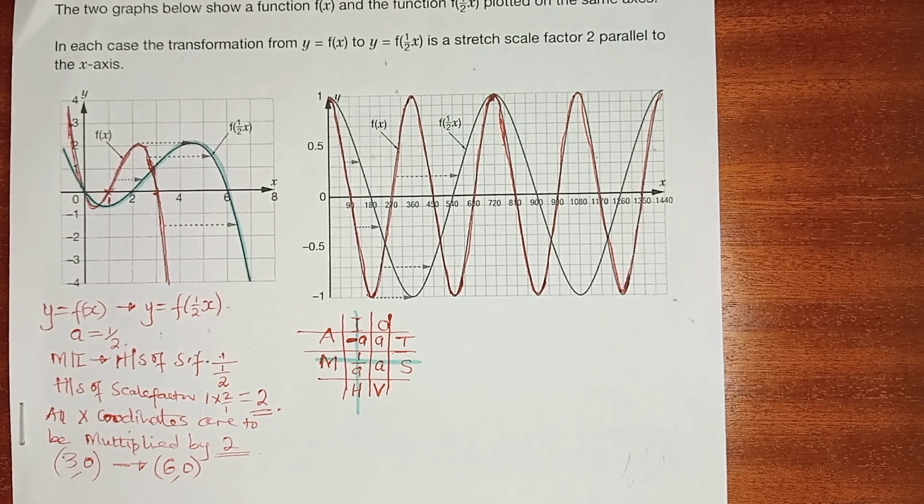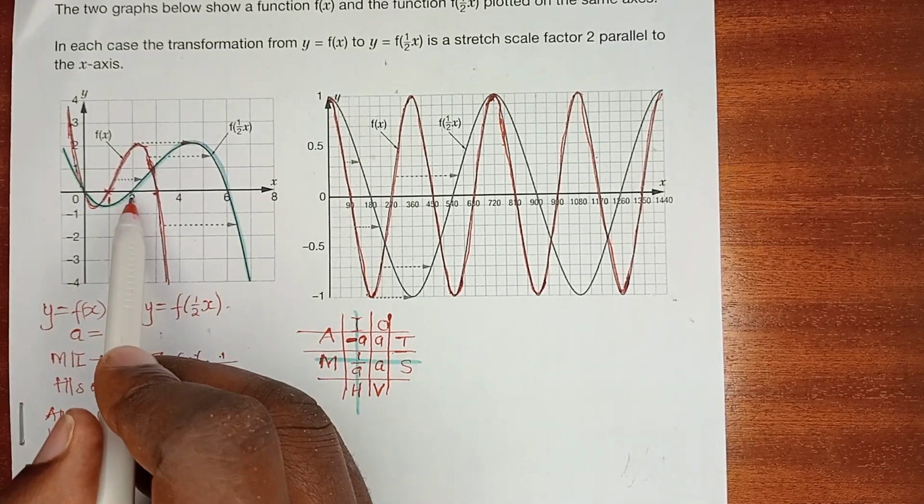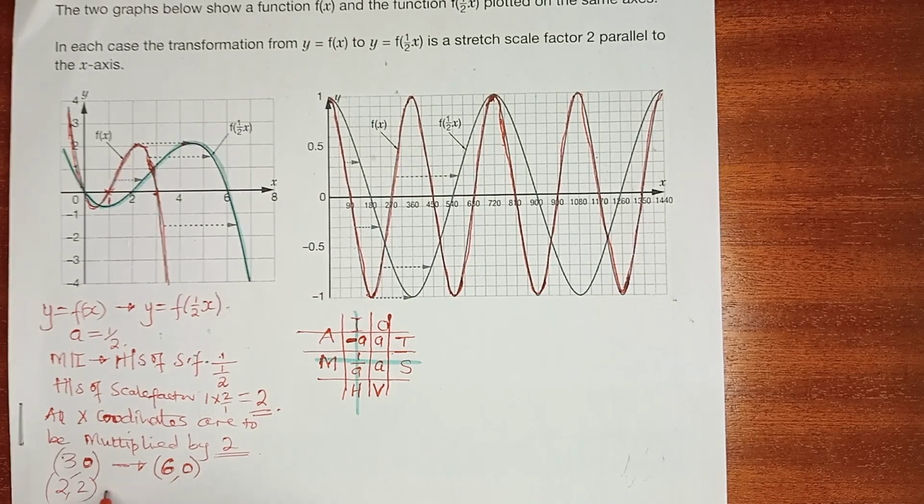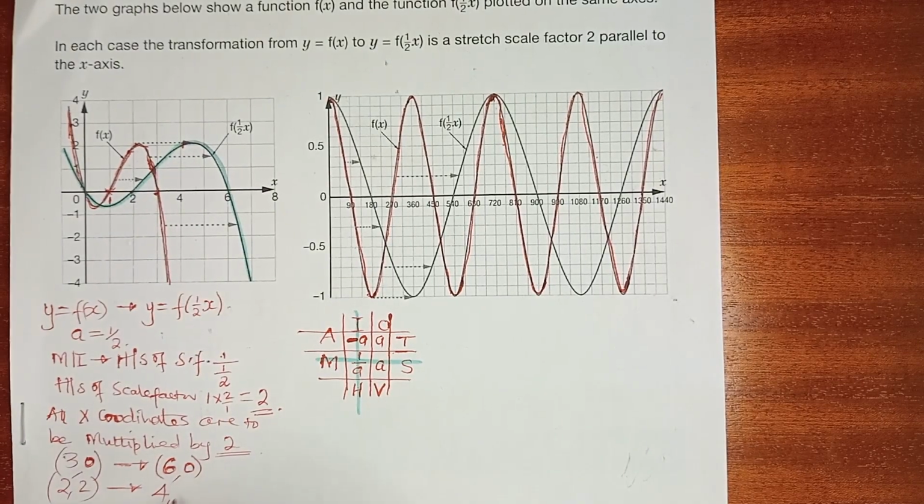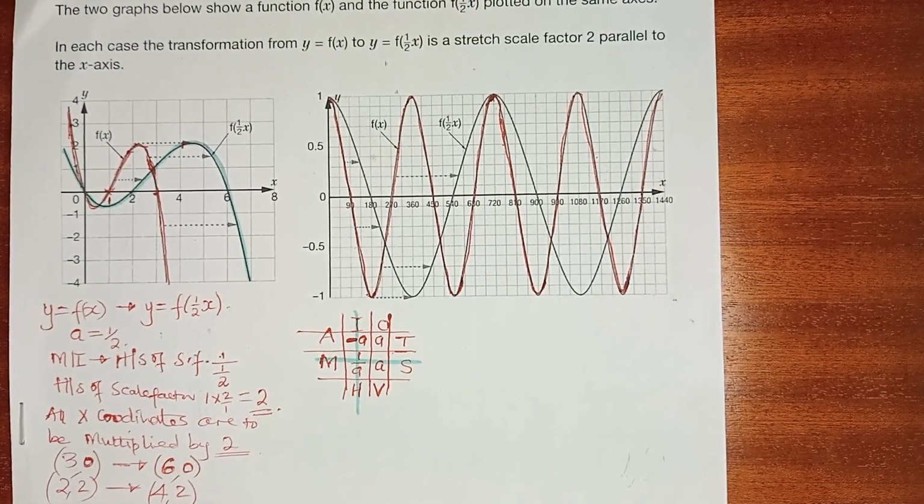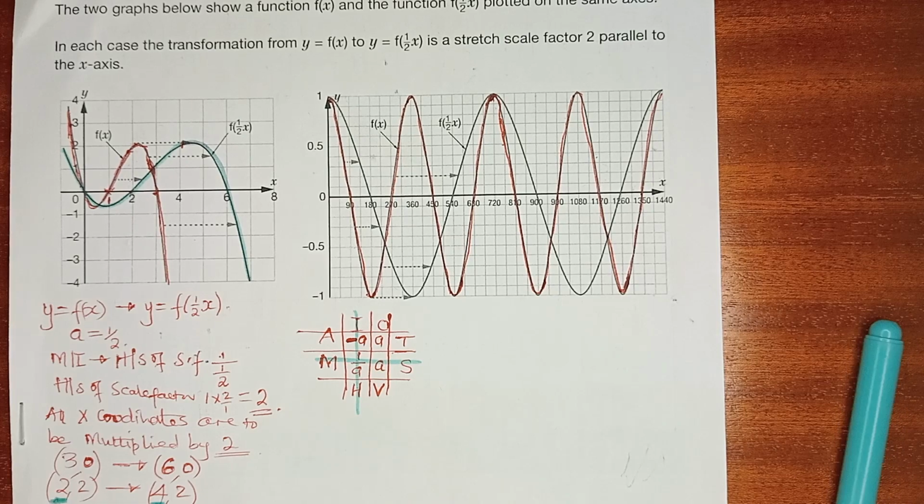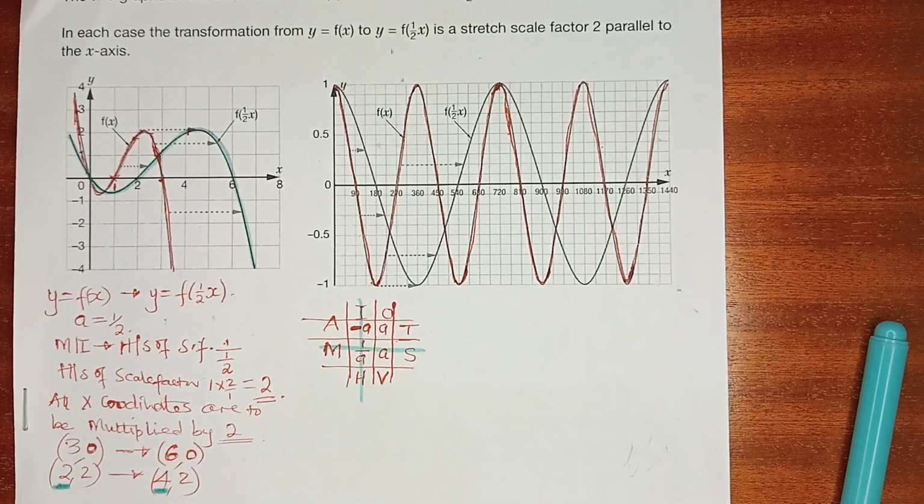But one would argue that using this particular point we would not really know whether y coordinates are changing, because if it was originally 0, then 0 times anything will remain 0. So let's just take this particular point, which is 2, 2. As you can see, it is stretched to this particular point, which is 4, 2. Only the coordinates of x have been multiplied by 2, while the coordinates of y remain the same.